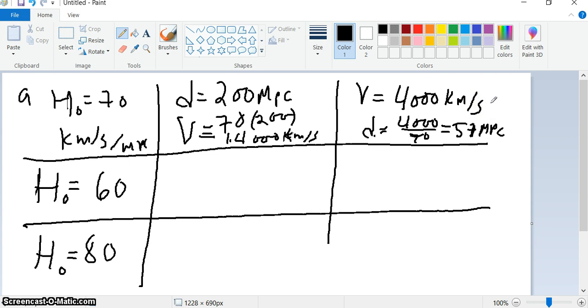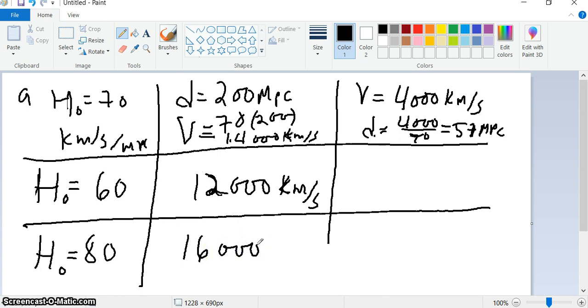All right, so here are the answers for the other ones. Let's see, so the velocity, it would be 60 times 200, so this becomes 12,000 kilometers per second. And then this one, since it's 80, that becomes 16,000. Right, also kilometers per second, right? So it's the same units.